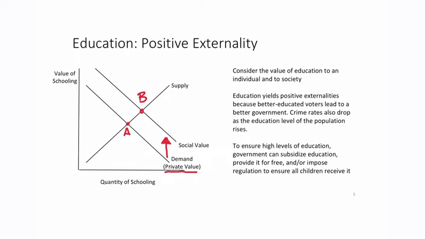They can try to do this through subsidies on education, or laws that force people to stay in school until a given age. So by doing so, what we see is that the value of schooling rises and the quantity of schooling for the population also rises. So it's beneficial to everyone.